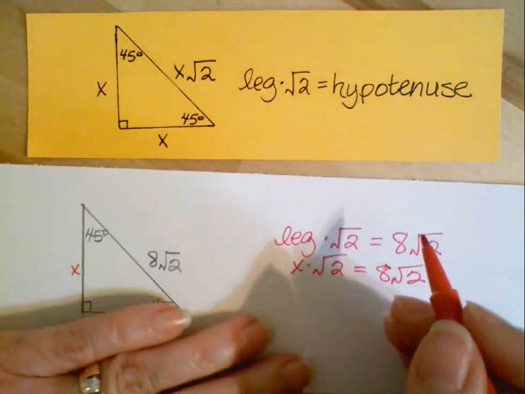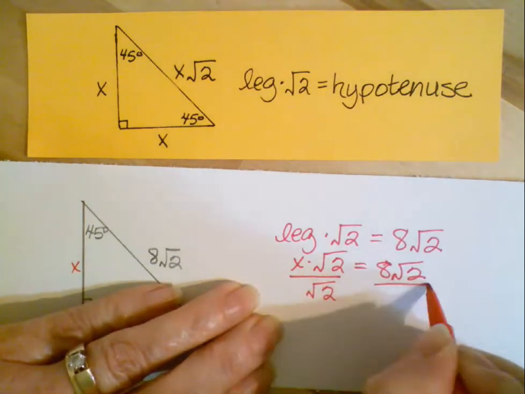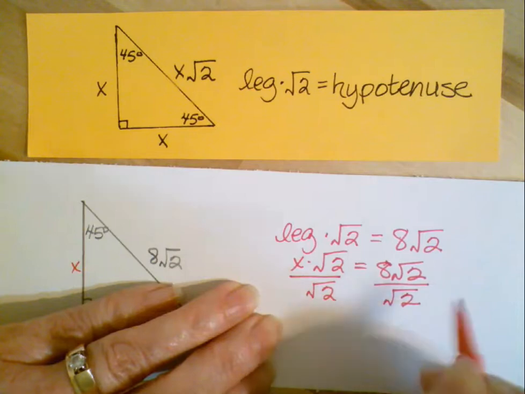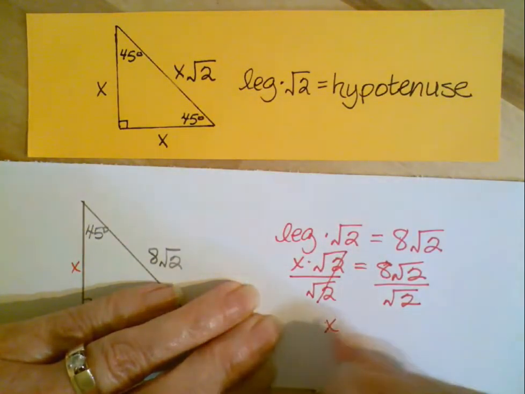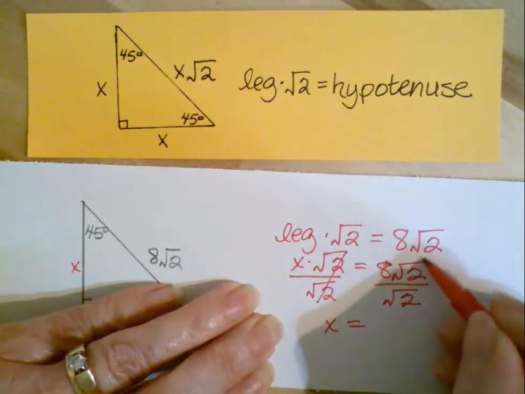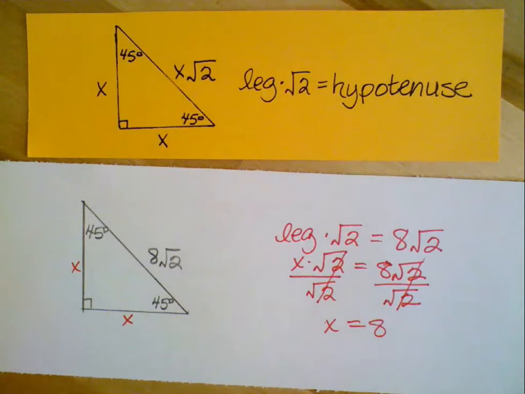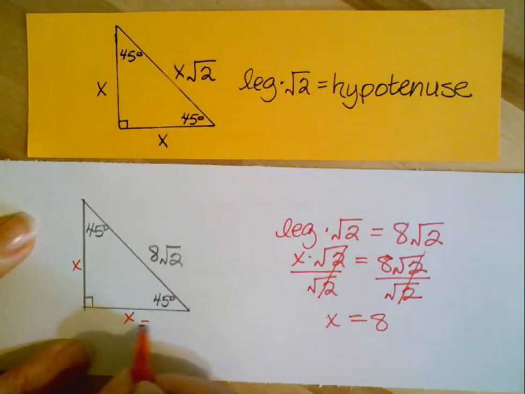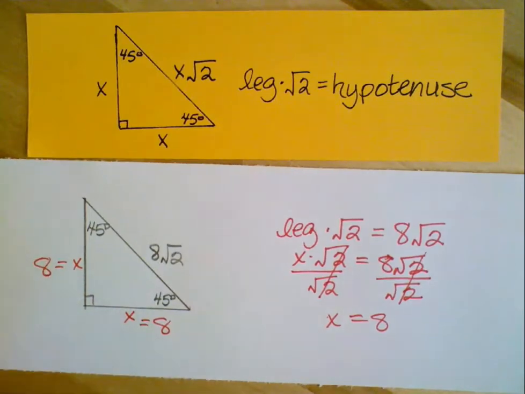So if I divide both sides of this equation by the square root of 2, undoing that multiplication by the square root of 2, this is going to cancel on that side, leaving x, but we'll notice that on the right side, these square root of 2's also cancel, leaving 8. So the length of the leg in this case would be 8. And since the legs have to be congruent, they would both have a value of 8.